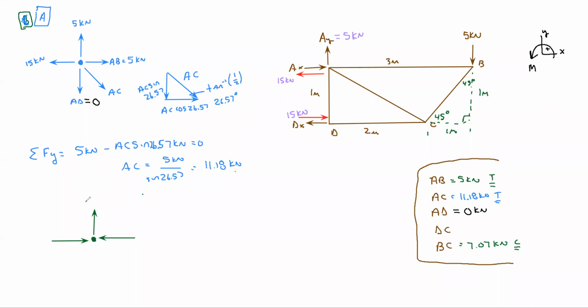So this was AD equals 0. This was DX, 15 kilonewtons. This is DC or CD, depending on how you wrote it down. Summation of forces in the x direction: 15 kilonewtons minus DC is equal to 0. Therefore, DC is equal to 15 kilonewtons, a positive number indicating I have the force drawn in the correct direction, going into the pin, which would be a reaction to the member being in compression. 15 kilonewtons compression.